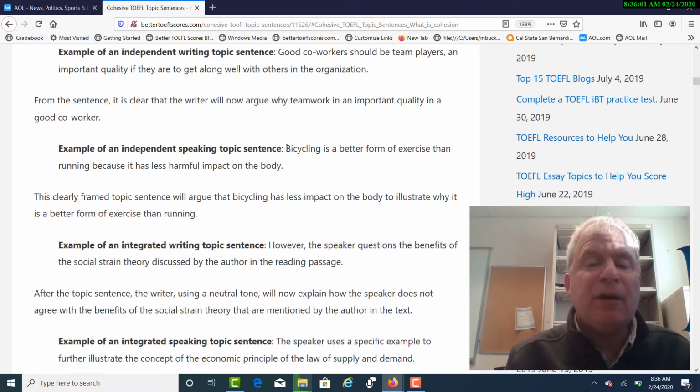And by saying the word bicycling and then exercise and then running and saying "a better form of," you know that this cohesively ties back to the speaking prompt, which form of exercise is better, bicycling or running. So this topic sentence is cohesive and it's also arguable.